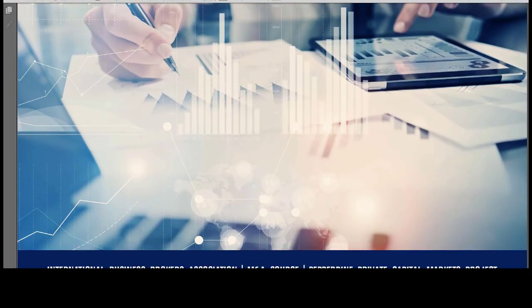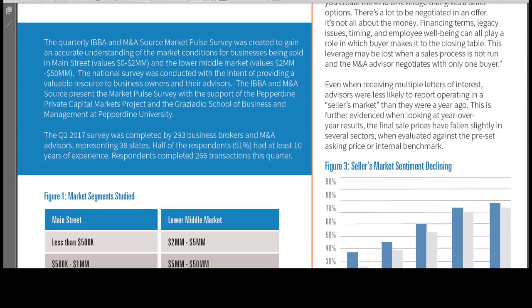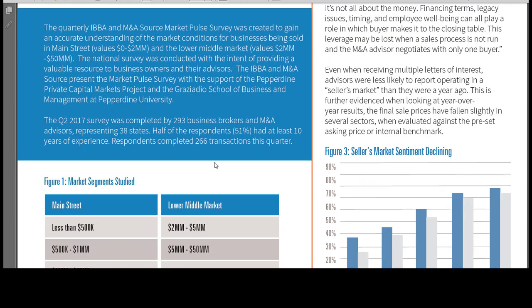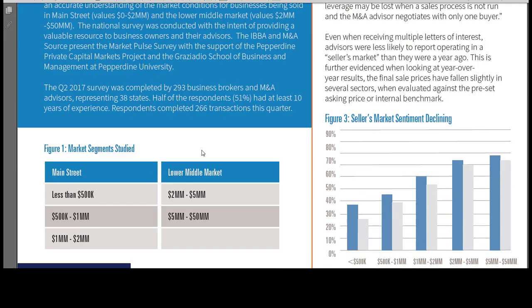So we'll just scroll down through the introduction to the main part of the report, and they start with the number of completed transactions, which for the most recent quarter was 266. So a smaller data set than the BizBuySell data. And the other thing is that not all of these are really small businesses.